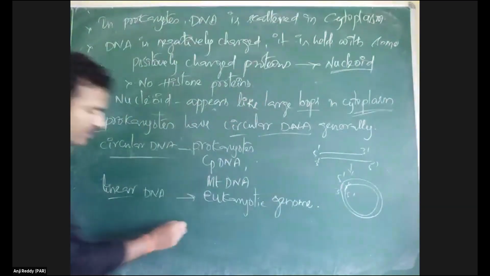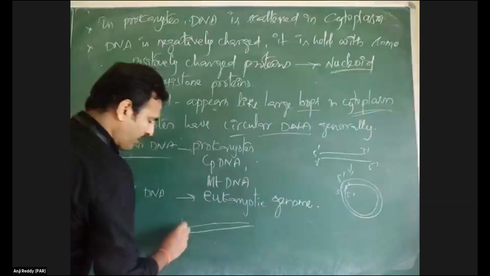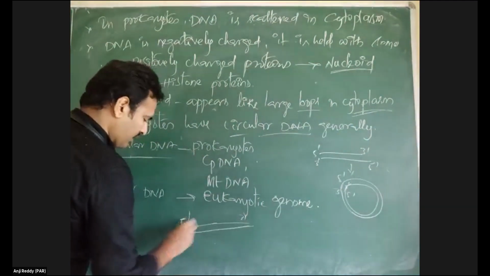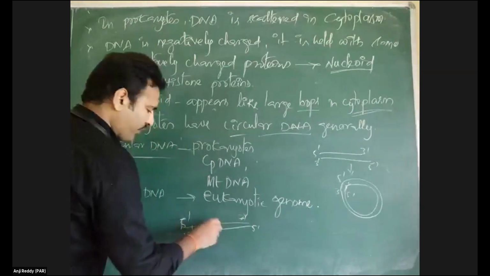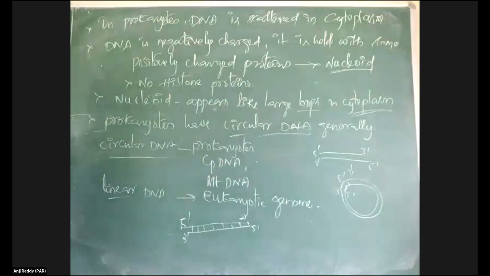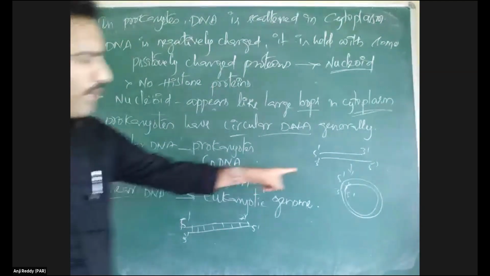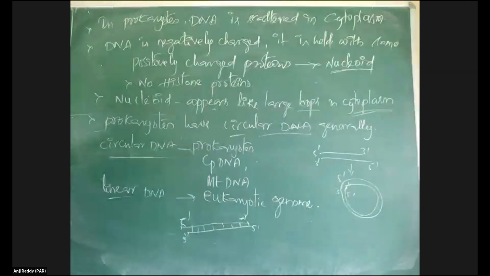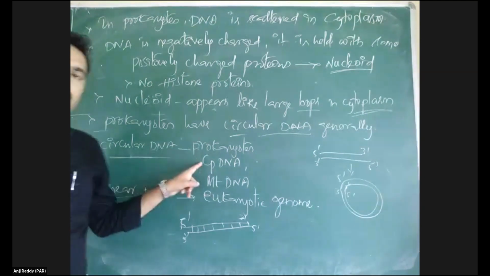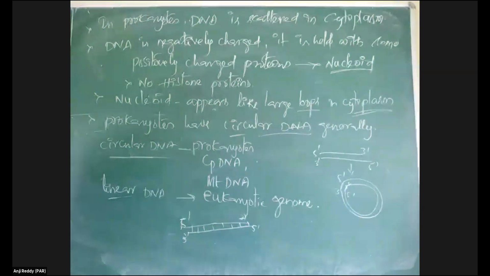Linear in structure means the 5 prime and 3 prime ends of the DNA strand are free. They are not joined. They have free 5 prime and 3 prime ends on either side of the DNA molecule, and that is a linear molecule. If the 5 prime and 3 prime ends are joined, then there is formation of a circular DNA. Usually circular DNA is present in the prokaryotic genome, in chloroplasts and in mitochondria. Okay?